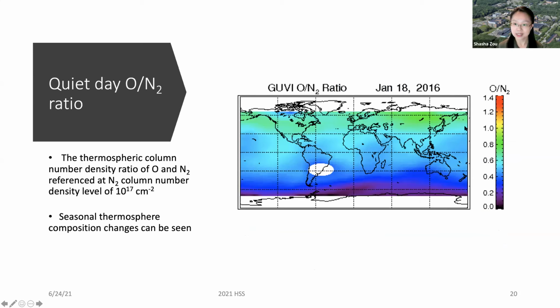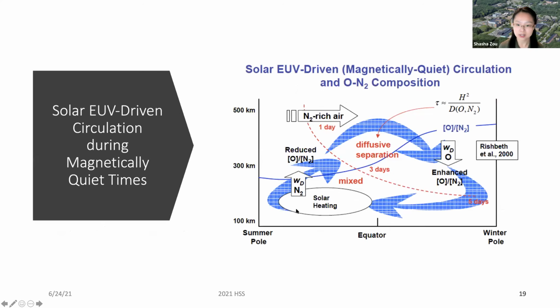But here you can see there is a very clear seasonal asymmetry of the O/N2 ratio, right? Higher O/N2 ratio in the northern hemisphere, which at this time is the winter hemisphere, and lower O/N2 ratio in the southern hemisphere, right? So this observation directly confirmed this theoretical chart that you are seeing, this large-scale thermosphere circulation.